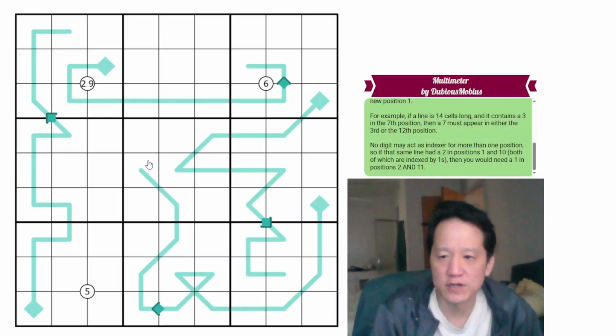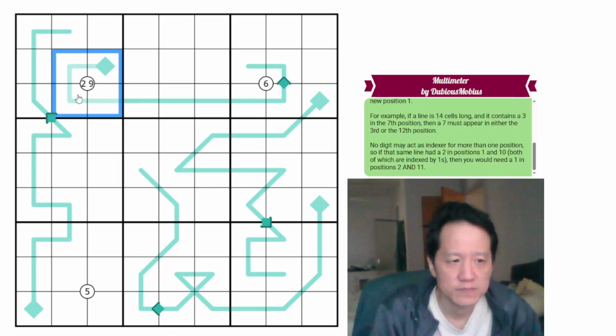Let's go. Okay, so first things first, probably the best thing would be to say, where are the quads, essentially? So 2 and 9 have to be in these cells.